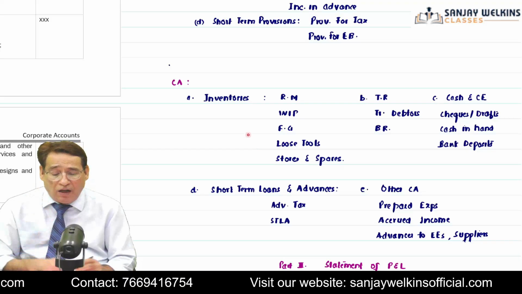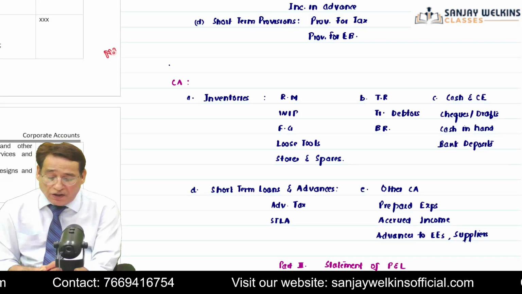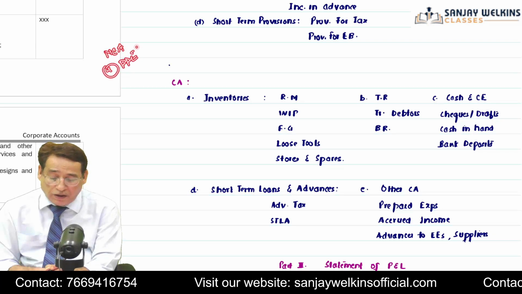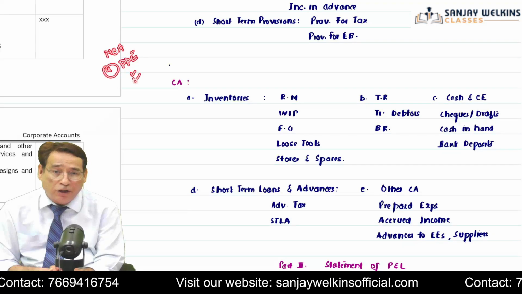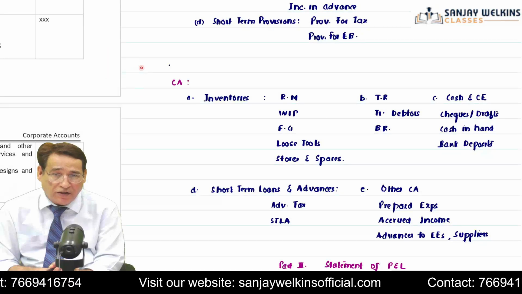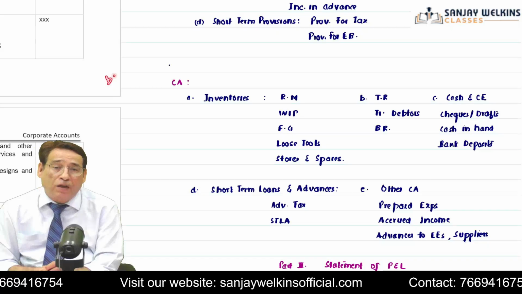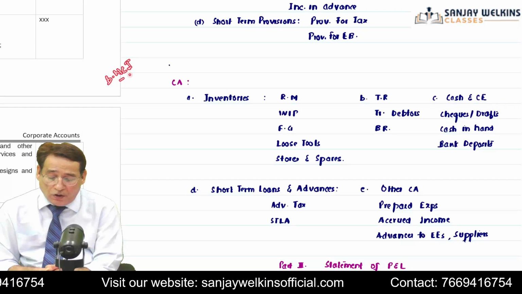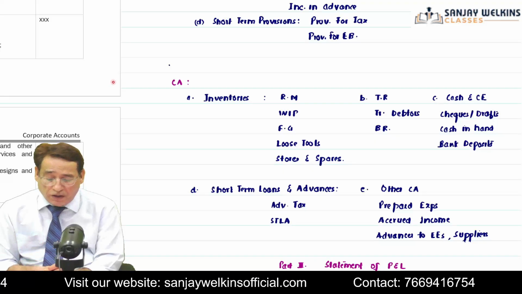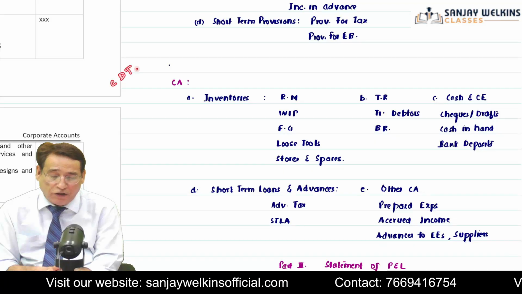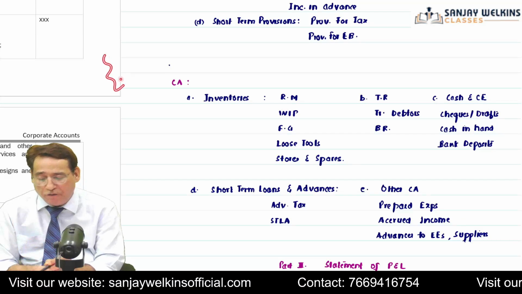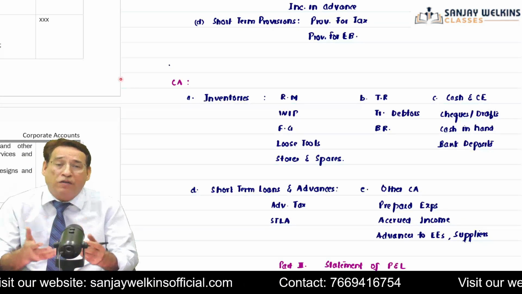Then under non-current asset, the first one happens to be property, plant and equipment. Under property, plant and equipment, I have already told you tangible, intangible, capital work in progress and intangible asset under development. Then B, that is non-current investment. So non-current investment, as you know, the word non-current means long-term investment. Then C is deferred tax asset. We are not concerned with deferred tax asset. Is it clear to you? These are the three items which you need to be more concerned with.